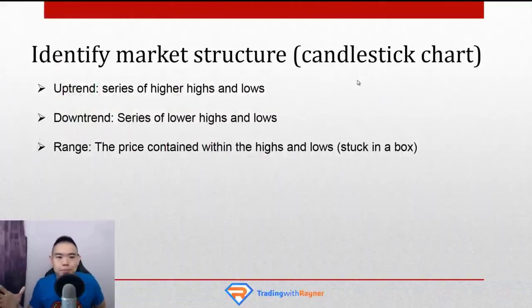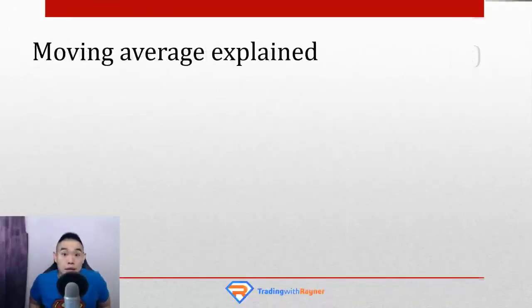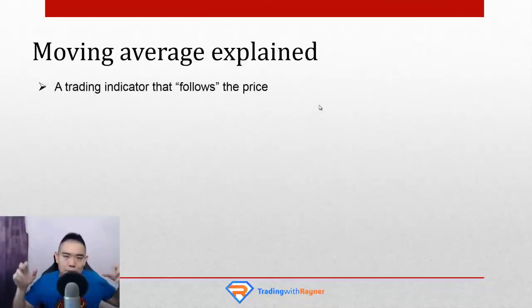And of course, what I've just shared with you is using a candlestick chart to define the market structure, but it's not the only way, because you can also use tools like moving average, which I'll cover next. So what is moving average? Moving average is an indicator that seems to follow the price. So if you see the price heading up over time, your moving average will be pointing up higher. If you see the price heading down lower, you can expect your moving average to be pointing down lower as well.